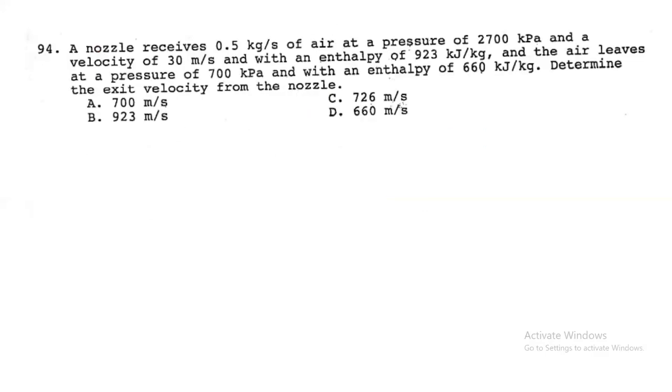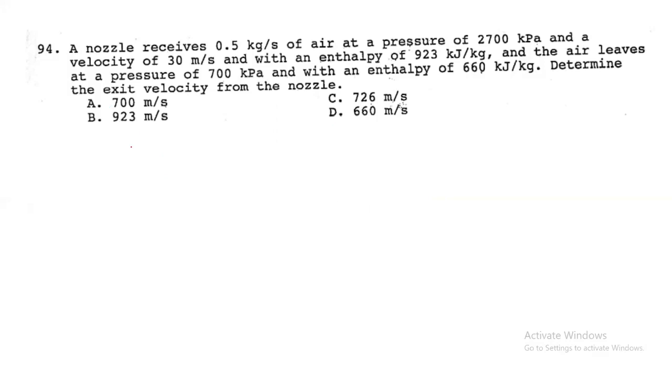The next, 94. A nozzle receives 0.5 kilogram per second of air at a pressure of 27 kilopascal and a velocity of 30 meter per second, with an enthalpy of 923 kilojoules per kilogram. The air leaves at a pressure of 700 kilopascal with an enthalpy of 660. Determine the exit velocity from the nozzle. So, hinanap natin exit velocity or V2.